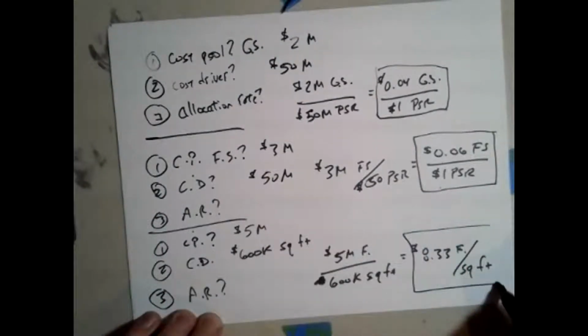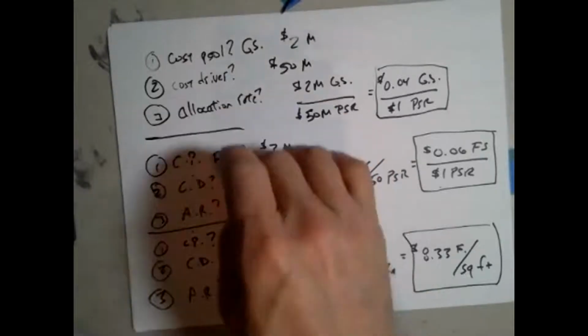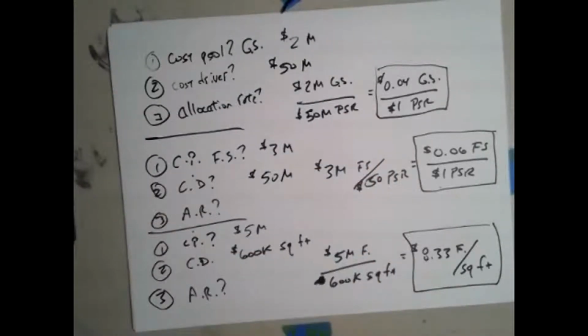So that is the answer to part A. And then we're going to go into part B, and part B asks us to actually allocate the amounts for each of these 3 support departments to each of the 4 profit centers. So we'll do that here.